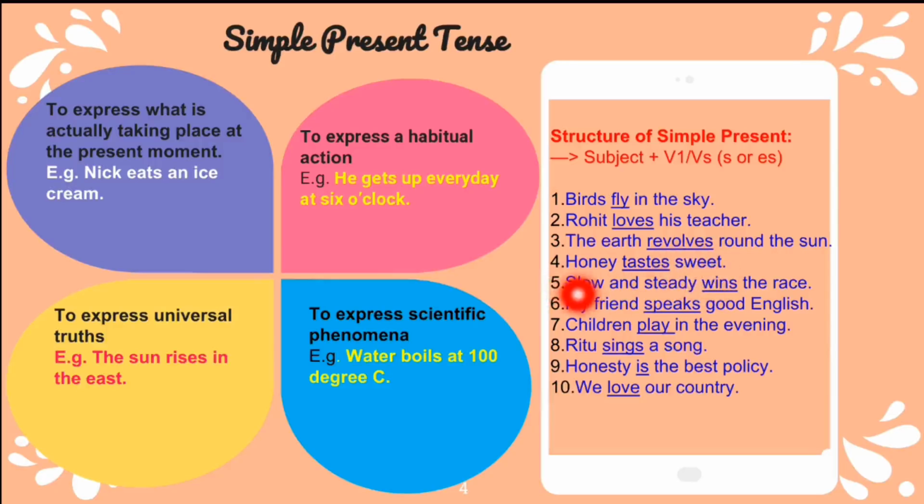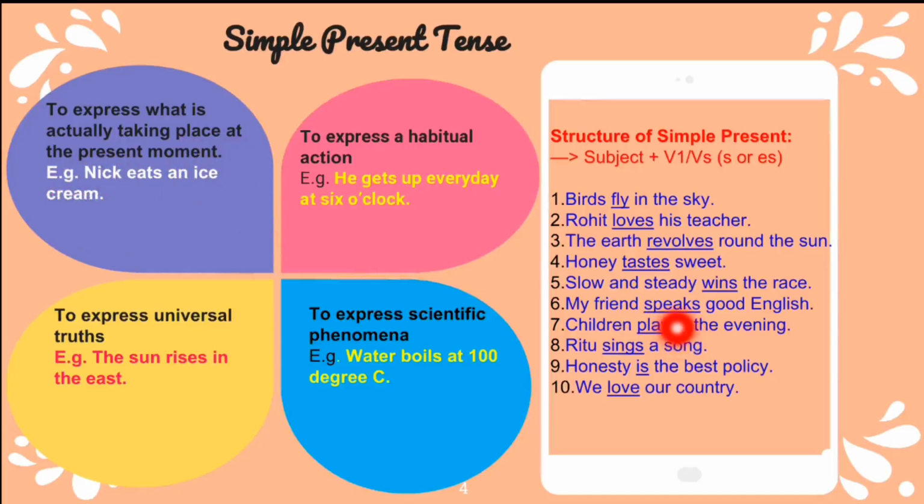Honesty is the best policy. It's a proverb saying, it won't be changed. We love our country. So this is also an example of simple present tense. We love, it's the V1 form. And in honesty is the best policy, is is the be form of the verb. So I hope you understood what simple present tense is and how we have to use it in a sentence. Now let's see present continuous tense. What is there in present continuous tense?